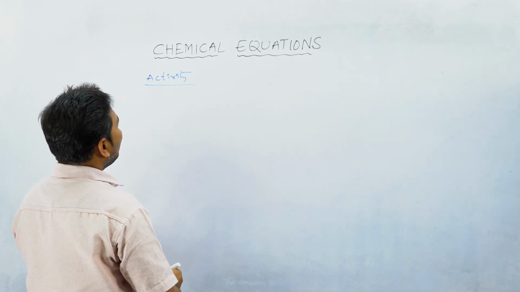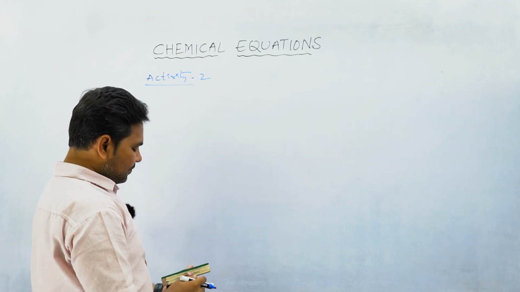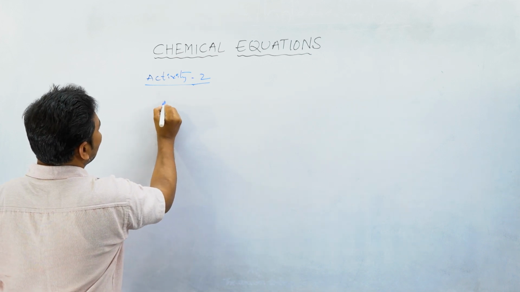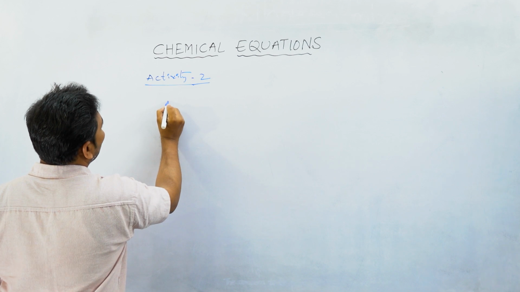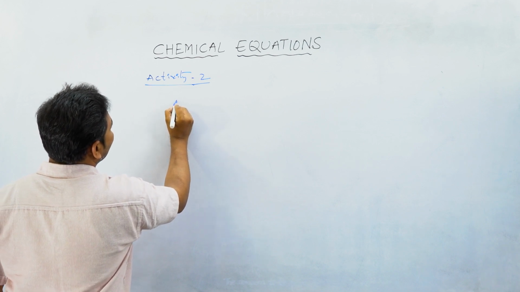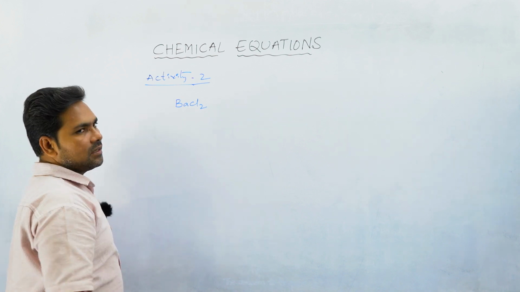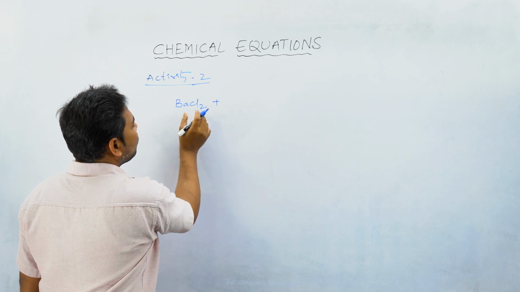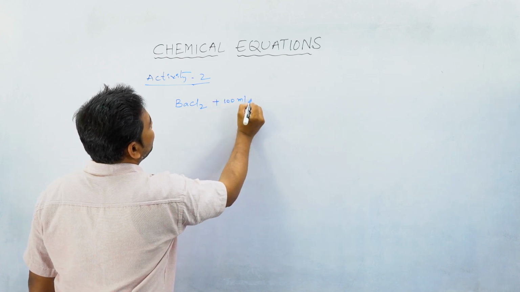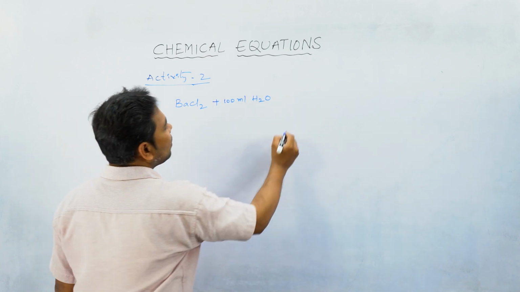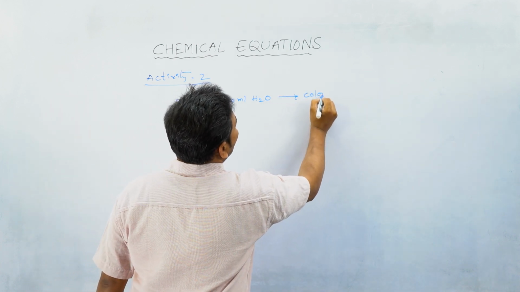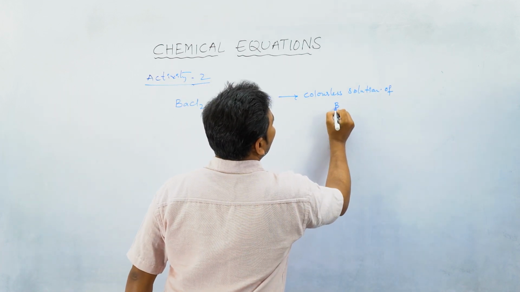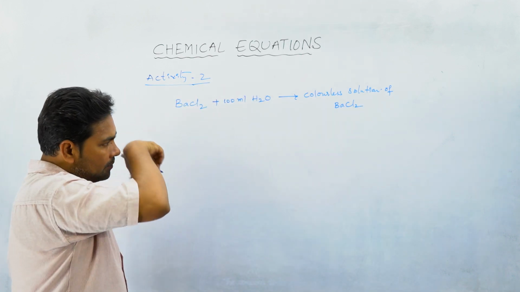Let's discuss another activity, activity 2. Let us add a small quantity of barium chloride. You learnt in the previous classes how to write the formula of barium chloride. Take a small quantity of barium chloride and add it to 100 ml of water. We get a colorless solution of barium chloride.